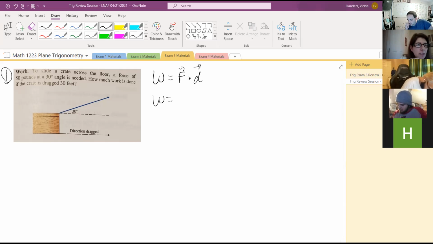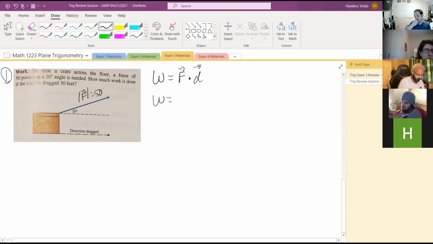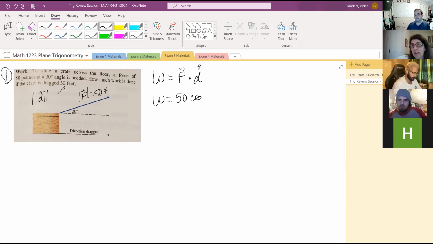So let's see, it says 50 pounds, so the magnitude of this force vector is 50 pounds. And the magnitude of the distance vector is 30 feet. So for that force vector, I'm going to say 50, the magnitude, times cosine theta. Theta being the angle between the two vectors, or you can think about it as projecting along that horizontal line. So cosine of 30 degrees.